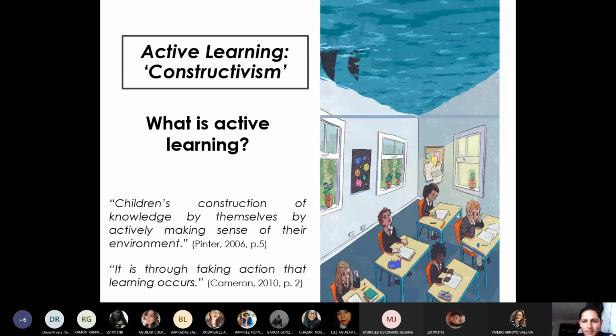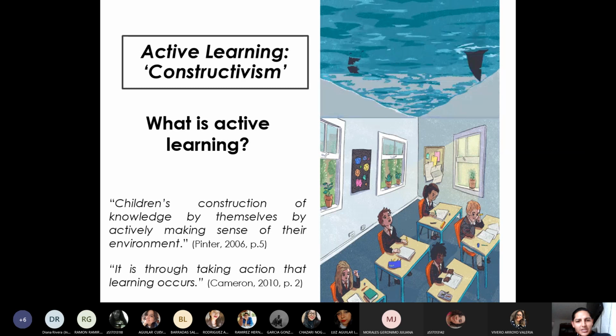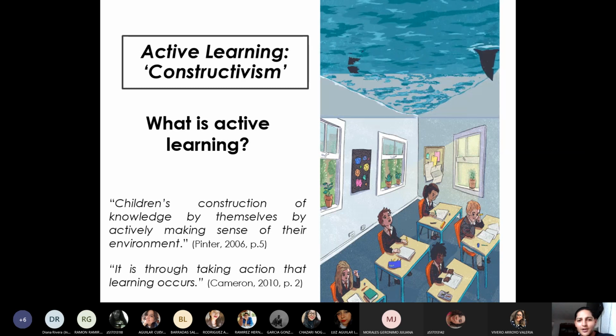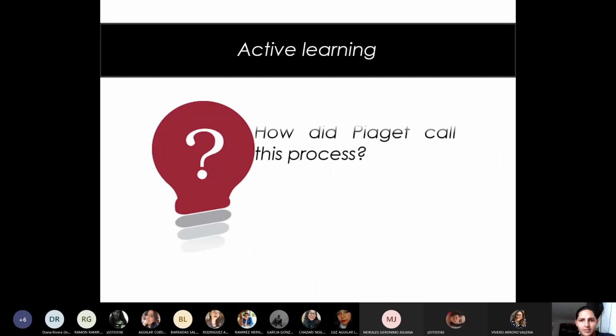Your mind maps, your work, your evidence. I could see you use this quote: it is through taking action that learning occurs. Excellent. Very well. I was happily surprised to check some of your work already, and I think it's really valuable, relevant.